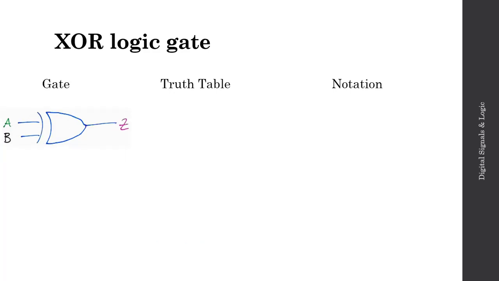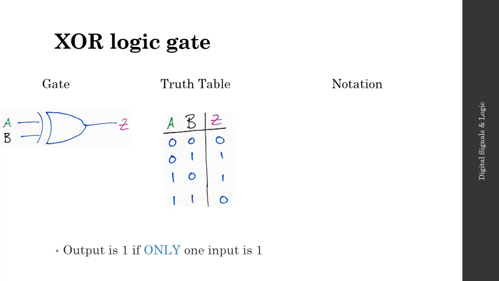Here we have the XOR logic gate, where the truth table looks like the following. And what's interesting to note about the truth table for the XOR logic gate is that the output, Z, is 1 or high if only one of the inputs is 1. The notation for the XOR logic gate looks similar to the OR, except now I have sort of a circle written around my plus sign. So this is a common notation for the XOR logic gate.